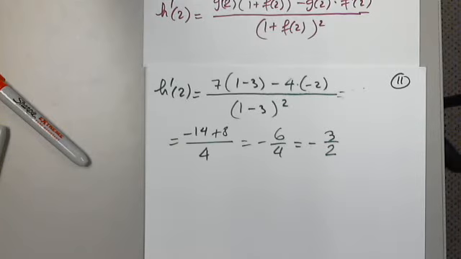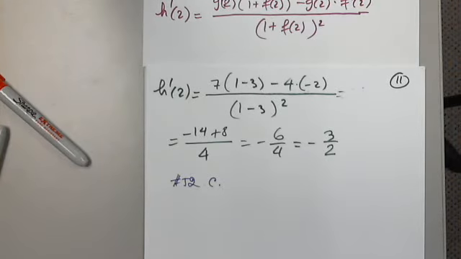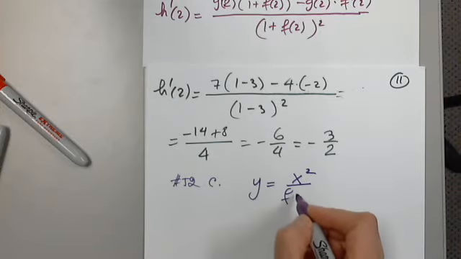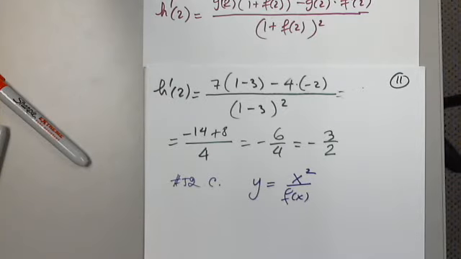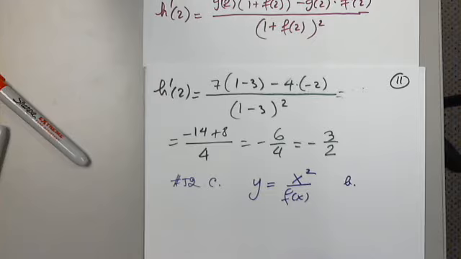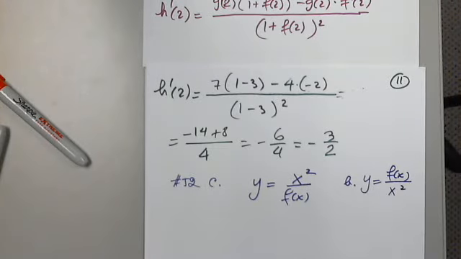I would like to look also at 52, part C. And then we're going to look at one with a graph. 52 part C is y equals x squared divided by f of x. They're asking us, if f is a differentiable function, find an expression for the derivative of each of the following functions. And then I would like to look at B as well. I'm going to copy it so I don't have to look at the book. So y equals f of x divided by x squared.